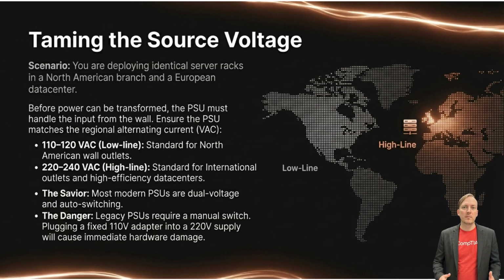Scenario: you are deploying identical server racks in a North American branch and a European data center. Before power can be transformed, the PSU must handle the wall input. You must ensure the PSU matches the regional alternating current, or volts AC. Low line is 110 to 120 volts AC, which is standard for North American wall outlets. High line is 220 to 240 volts AC, standard for international outlets and high-efficiency data centers.